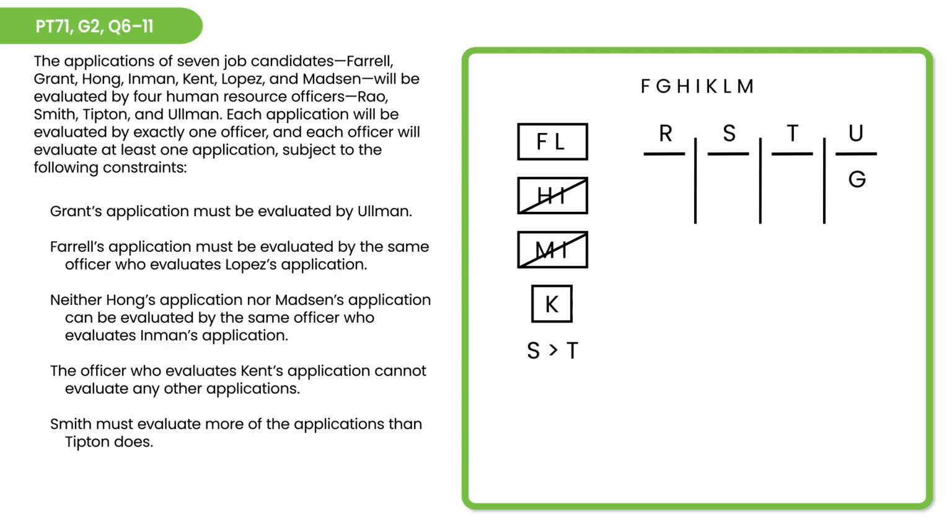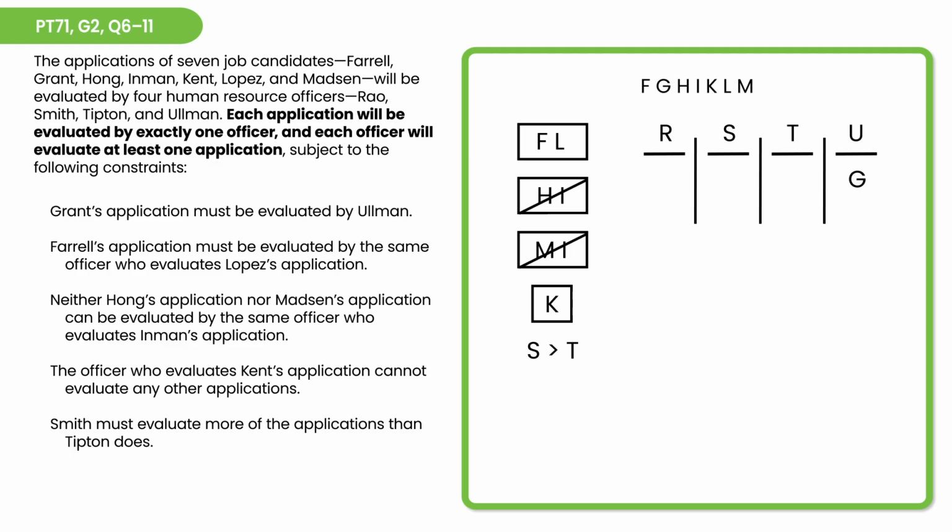What's the maximum number of applications that any one officer could review? What's the maximum number of officers that could review more than one application? And if we think about it, each application will be evaluated by exactly 1 officer. So they're going to go once. There's 7 of them. And each officer will evaluate at least 1 application.